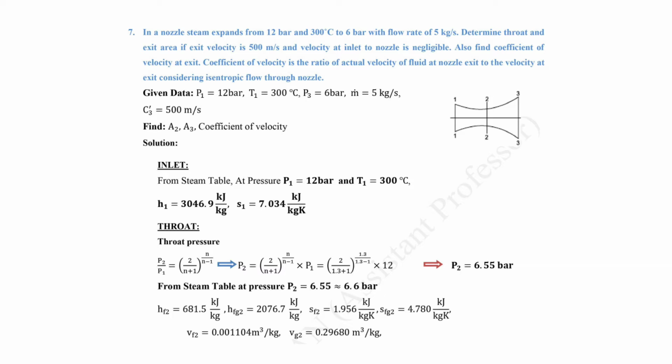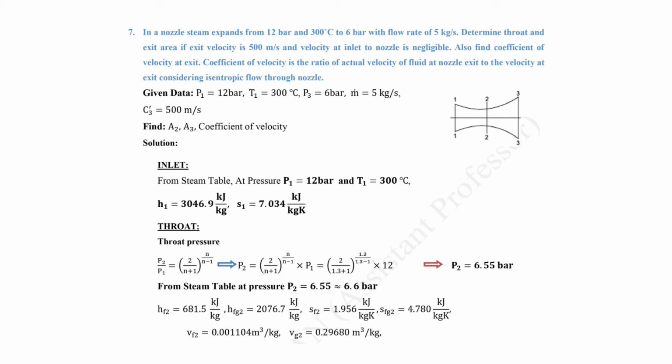Coefficient of velocity is the ratio of the actual velocity of fluid at the nozzle exit to the velocity at exit considering isentropic flow through the nozzle. Here the data given from the problem are P1, T1, P3 and the mass flow rate. C3, the velocity at the exit point, is 500 meter per second. Find A2 and A3.